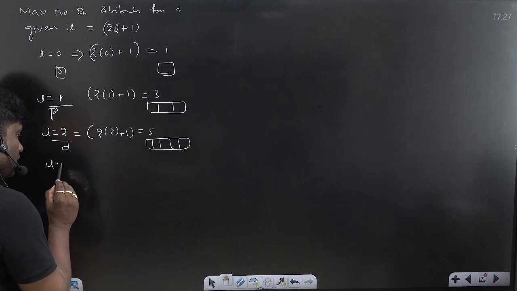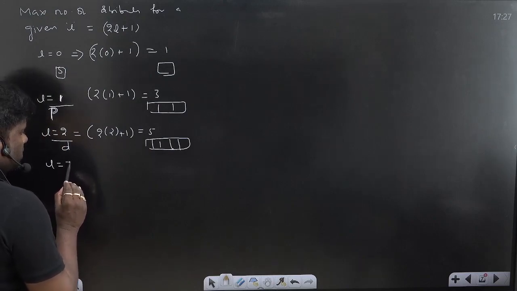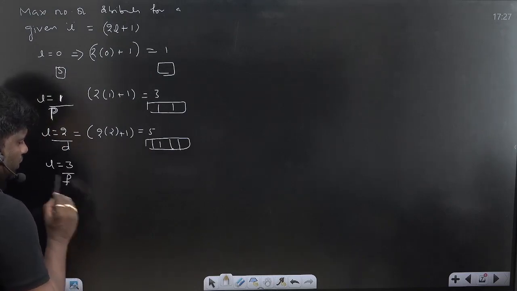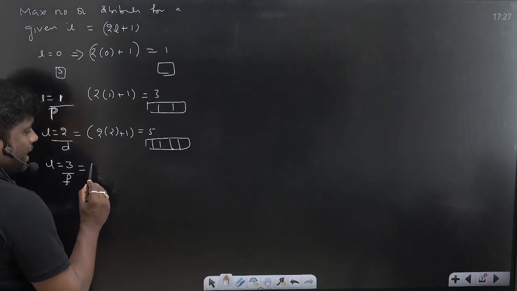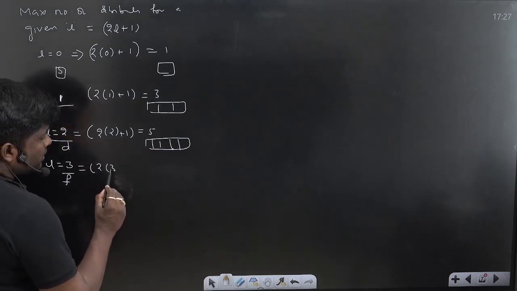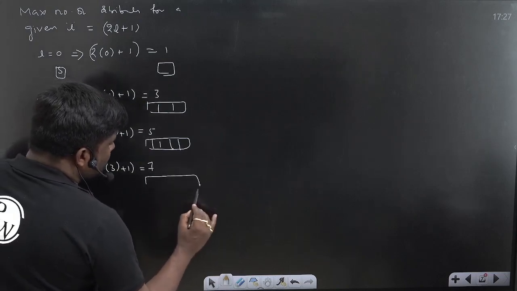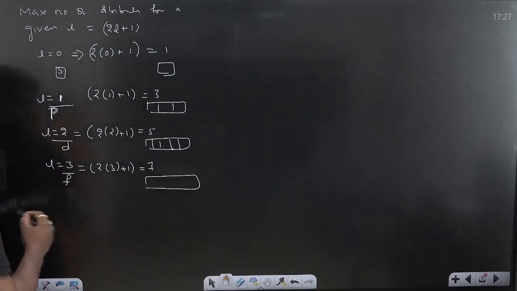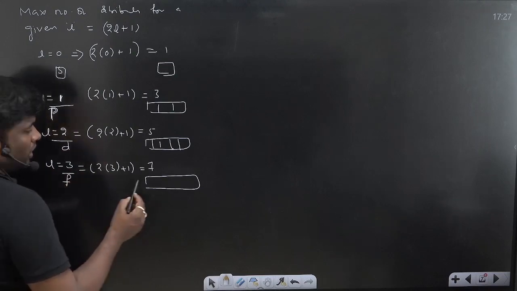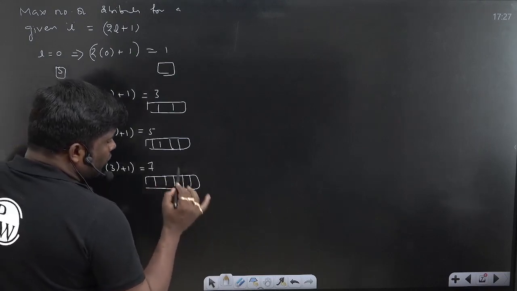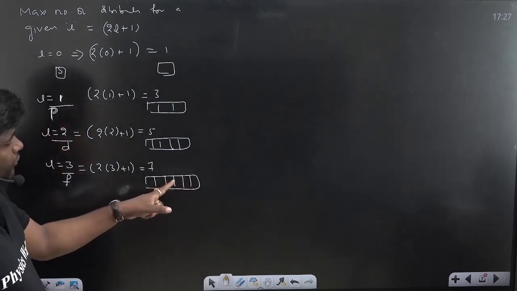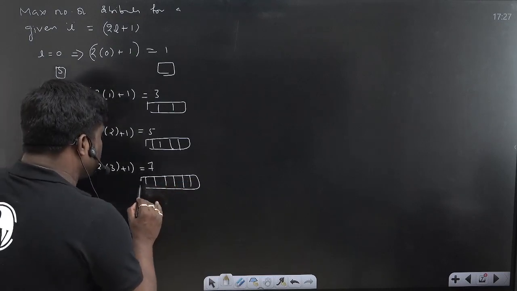If your L value is 3, what subshell does that belong to? F. So you will be having 2 into 3 plus 1, total 7. So the third subshell, that is F orbital, the F subshell, has 7 orbitals: 1, 2, 3, 4, 5, 6 and 7.